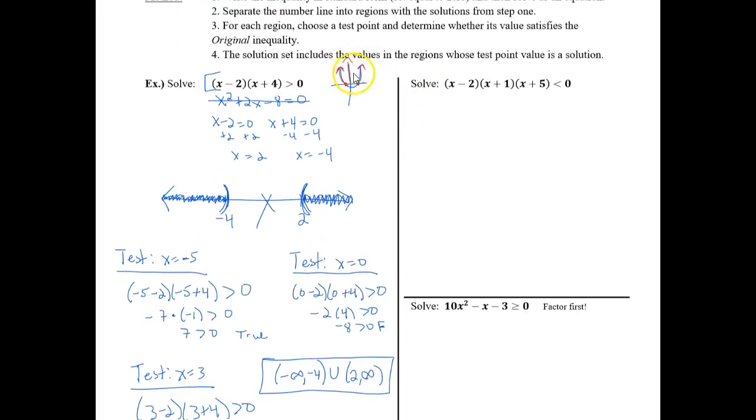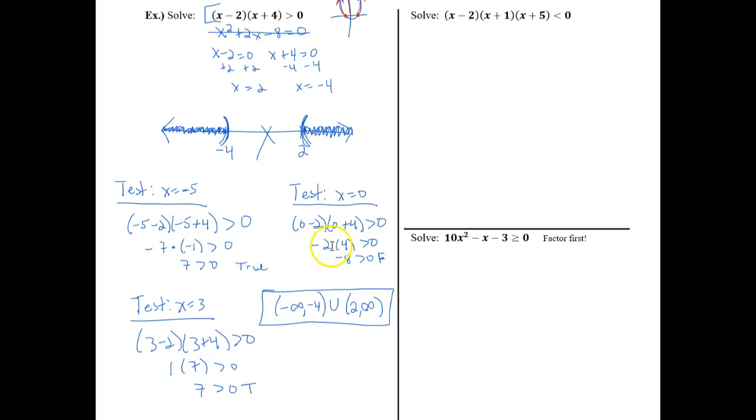Again, visually this is what's happening. Algebraically this is how we can test it, and this is the final solution. Go ahead and try the examples on the right.